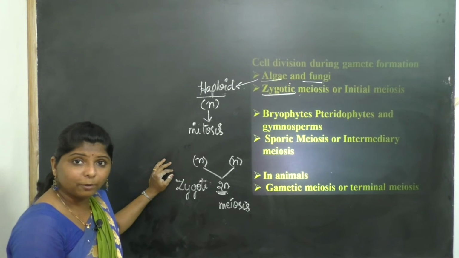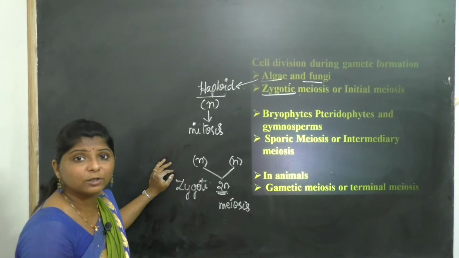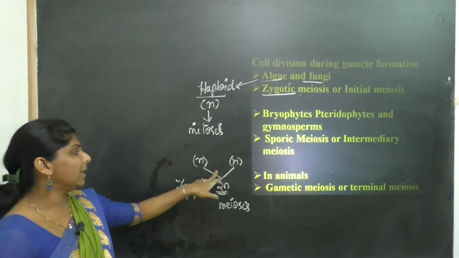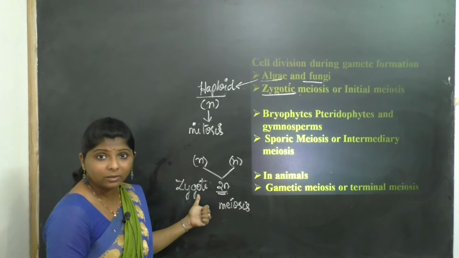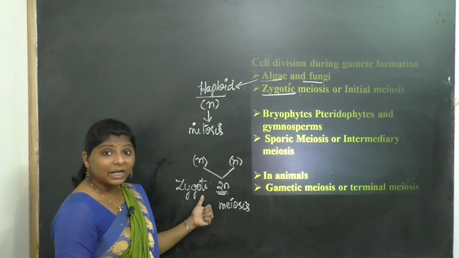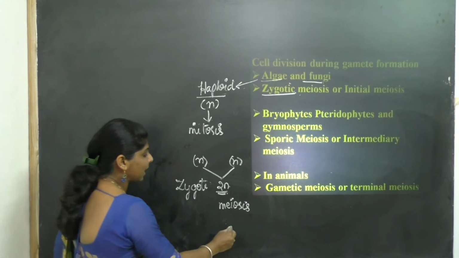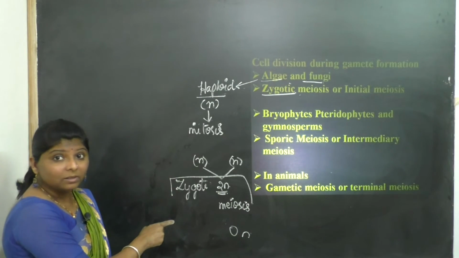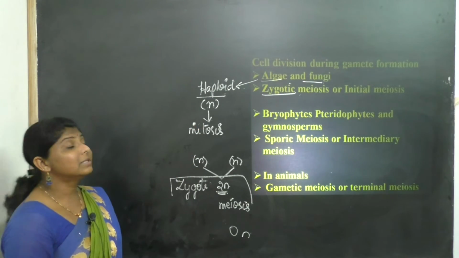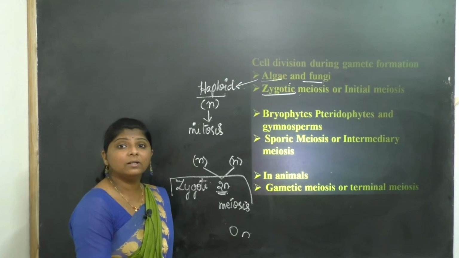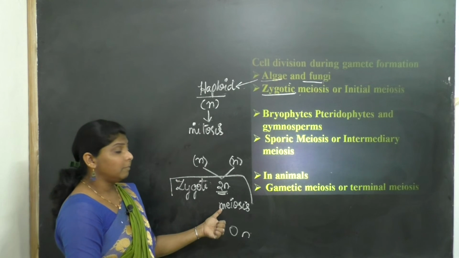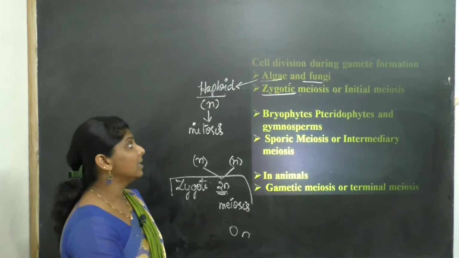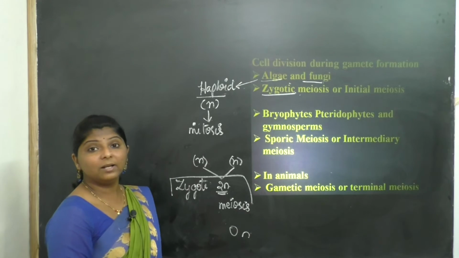Since the adult body is haploid, gametes are produced by the process of mitosis. Now male and female gametes will fuse. Once they fuse, it results in the formation of a zygote. The zygote will undergo meiosis and produce haploid spores. Since meiosis takes place in the zygote, this meiosis is called zygotic meiosis or initial meiosis.